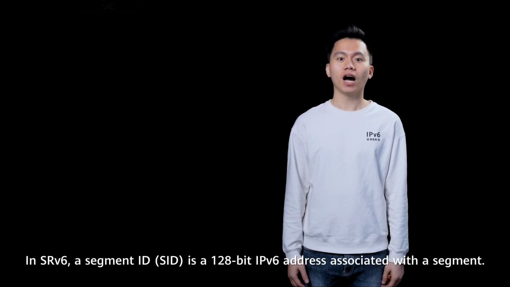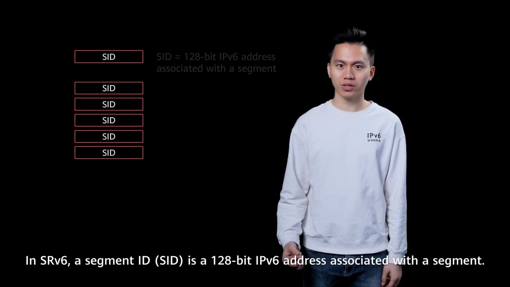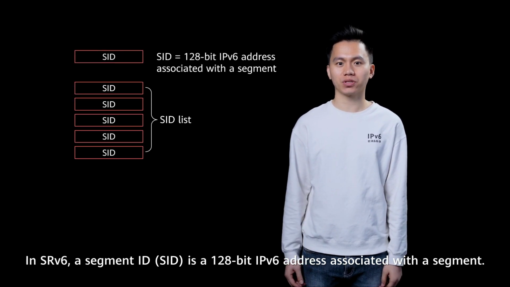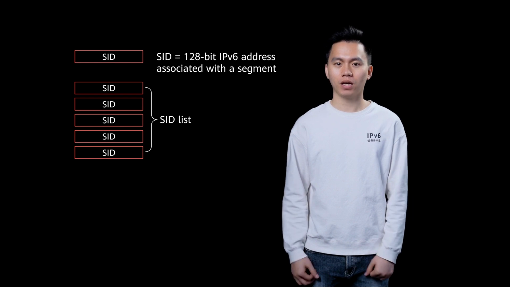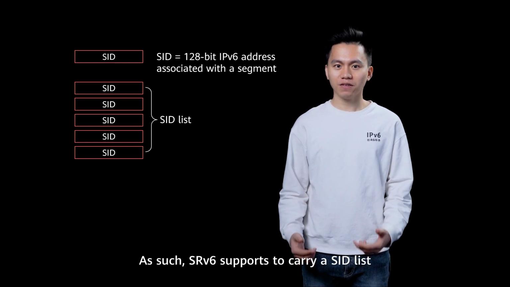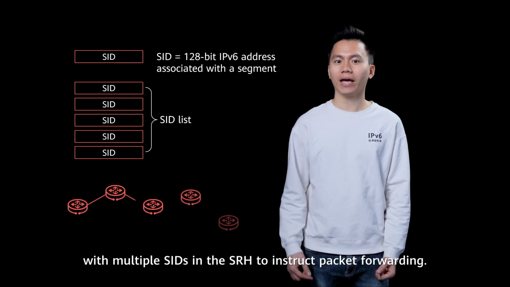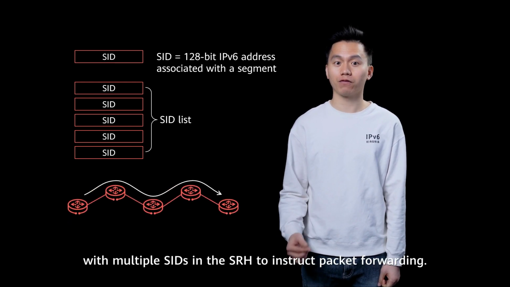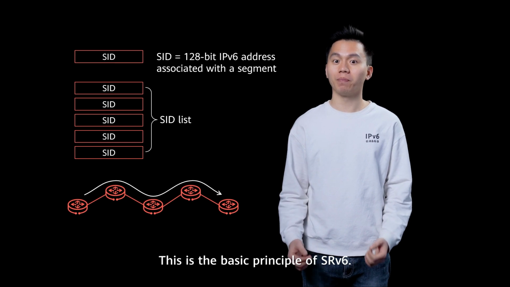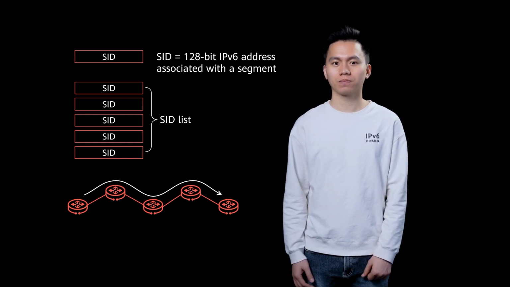Hi guys, today we're going to talk about generalized SRv6, or G-SRv6 for short. In SRv6, a segment ID is a 128-bit IPv6 address associated with a segment. As such, SRv6 supports carrying a segment list with multiple segments in the SRH to instruct packet forwarding, and this is the basic principle of SRv6.